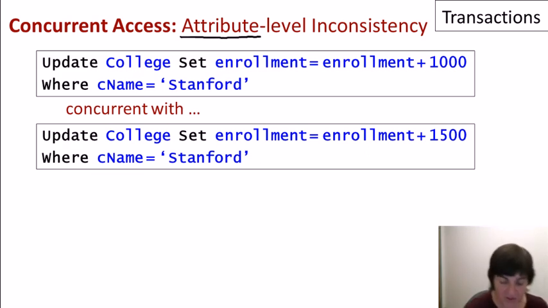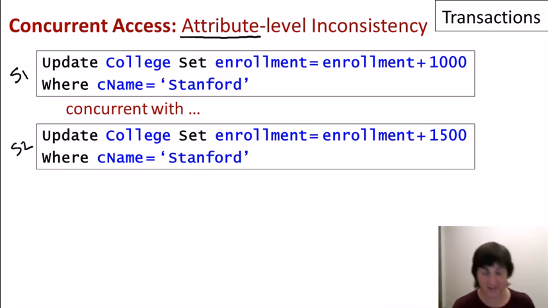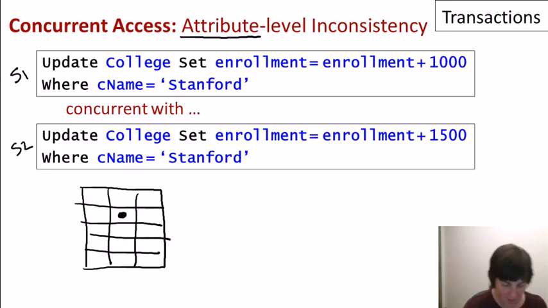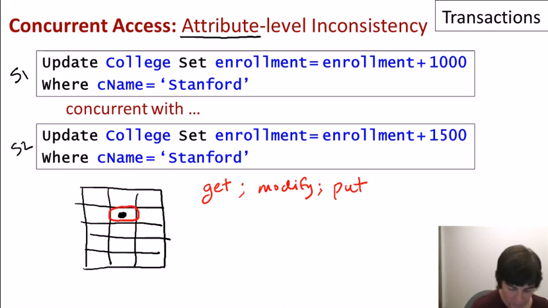We're going to focus our first example just on a single attribute and how we can have problems when multiple clients are working on the same attribute. So let's say we have two clients. One is issuing a statement that's increasing Stanford's enrollment by 1,000. The second client, around the same time, is issuing a statement that's increasing Stanford's enrollment by 1,500. So we have in the database our college table here, and somewhere in this college table we actually have Stanford's enrollment. Now the way database systems work is when we are modifying a value in the database, effectively the system first gets the value, then it modifies the value, and then it puts the modified value back in the database.